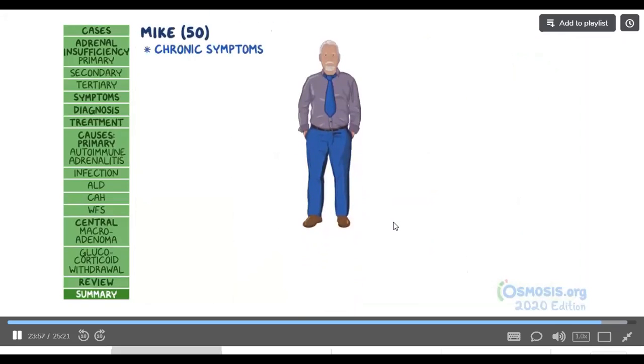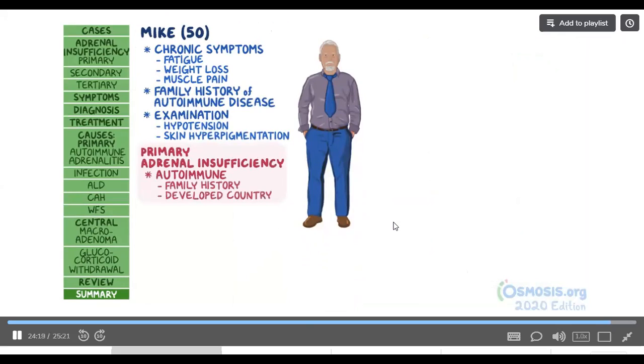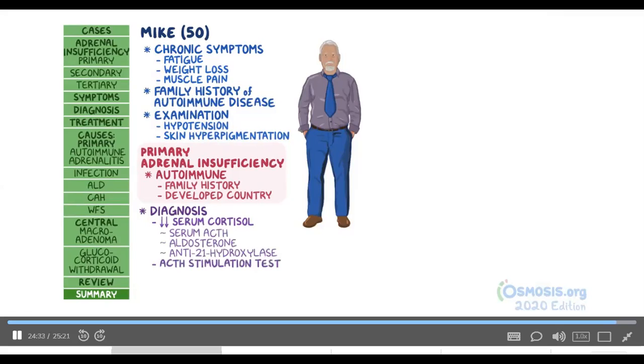Mike presents with chronic symptoms like fatigue, weight loss, and muscle pain, and a family history of autoimmune diseases. Examination reveals hypotension and skin hyperpigmentation. Together, these symptoms are highly suggestive of primary adrenal insufficiency, most likely from an autoimmune cause given his family history and the fact that he's from Canada, a high-income country. The diagnosis was partially confirmed by low serum cortisol levels, so the next step would be obtaining serum ACTH, aldosterone, and anti-21-hydroxylase antibody levels plus an ACTH stimulation test to confirm that the insufficiency is indeed primary.